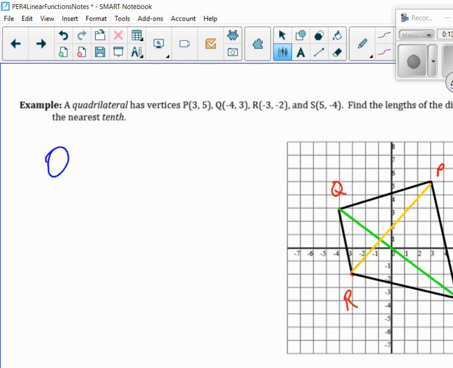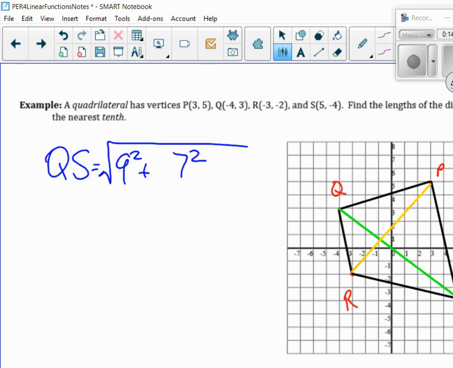Okay, so we're going to find QS. So that is going to be the square root of the difference between the x's. So you don't actually have to plug it in. You could just look at what's the difference between negative 4 and 5. What's the difference between those? It's 9, right? So 9 squared. And what's the difference between 3 and negative 4? 7.